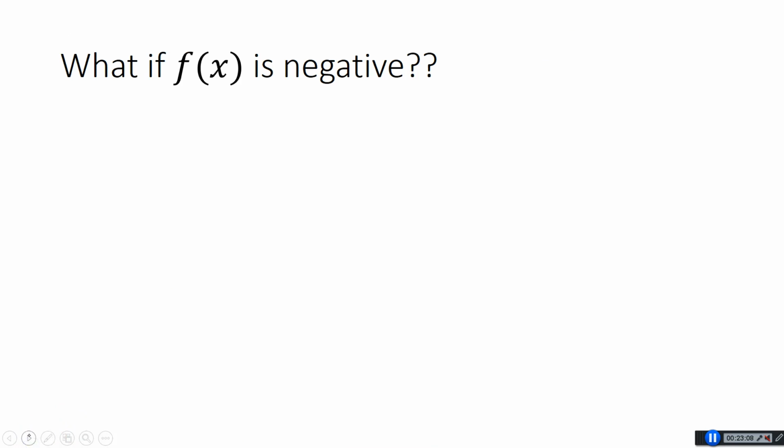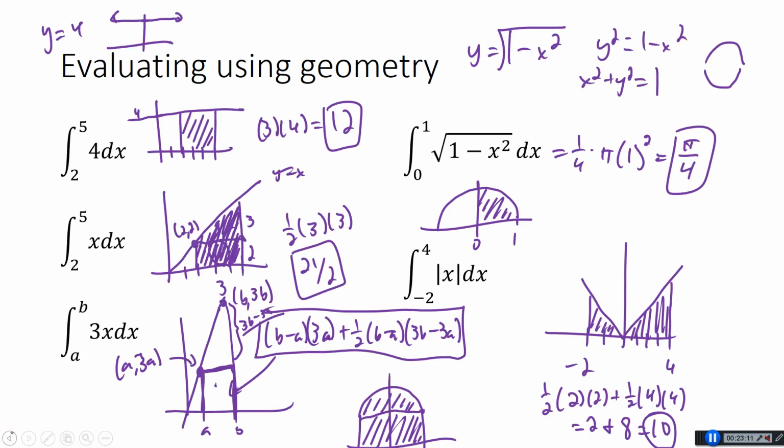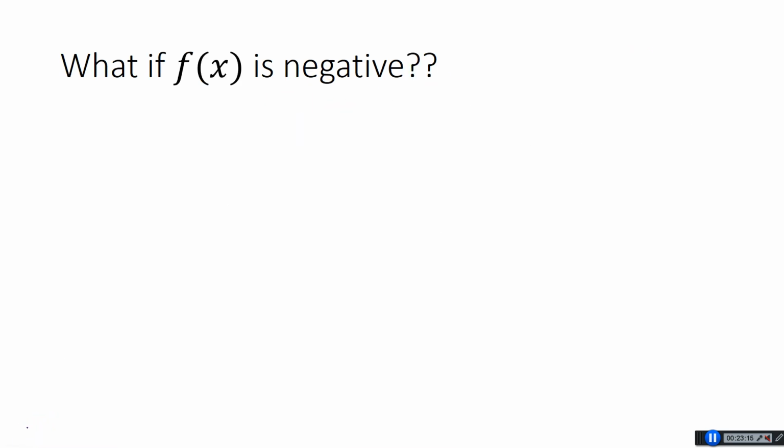So everything we've done so far has had these nice function values that are all on top of the x-axis. So the question now is, what if f of x is negative? Well, what would that look like? That would look something like this. So if I have f of x down here, and I want to integrate from a to b.